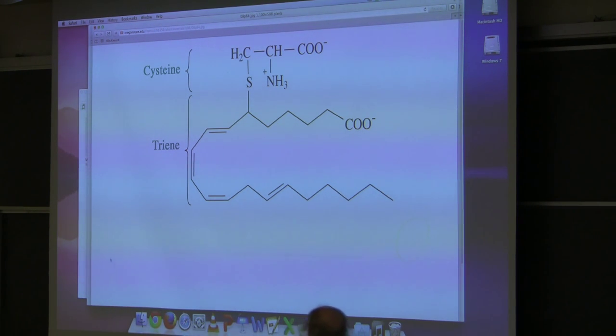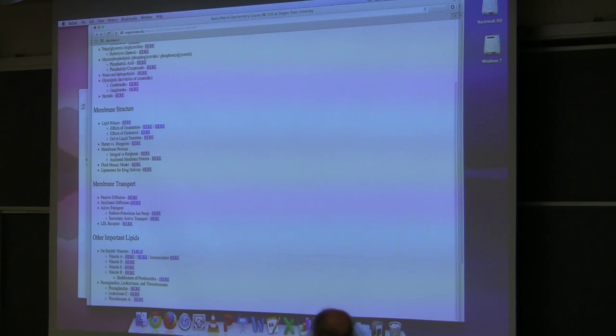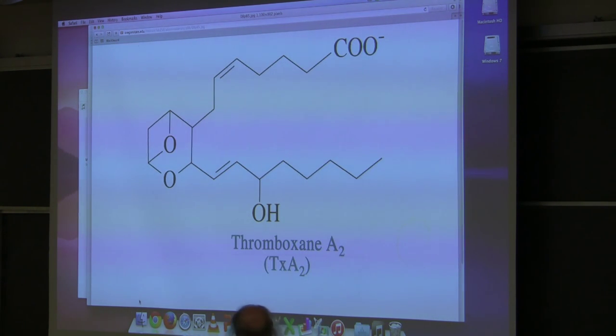Okay. The last thing that I'll talk about are the thromboxanes. Thromboxanes are, in fact, made from prostaglandins. Leukotrienes are not, but thromboxanes are. So we can see the cyclic ring, and we can see some other things on there. The only reason I show you thromboxanes is because, again, they have a medical interest. And the medical interest is as follows. Thromboxanes help make blood platelets stickier.